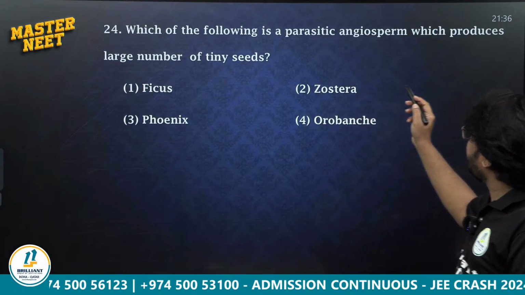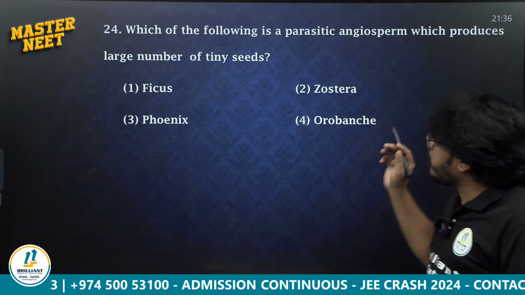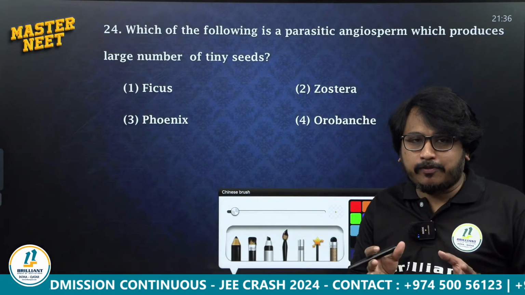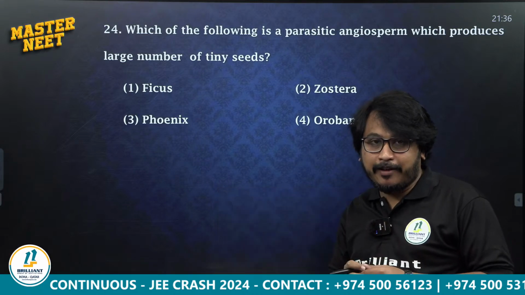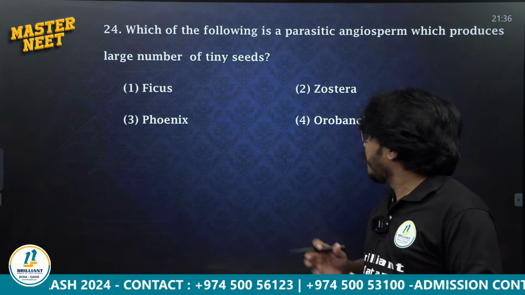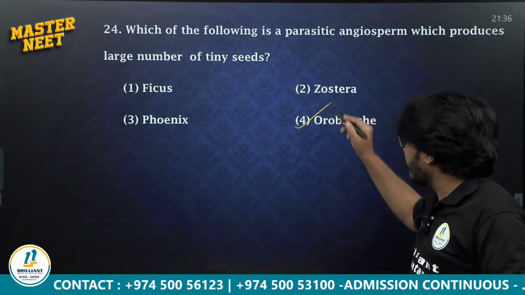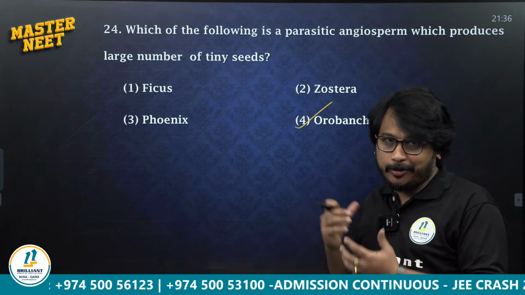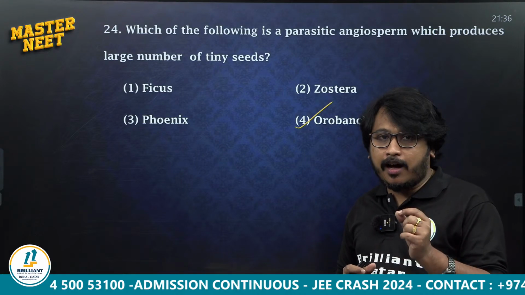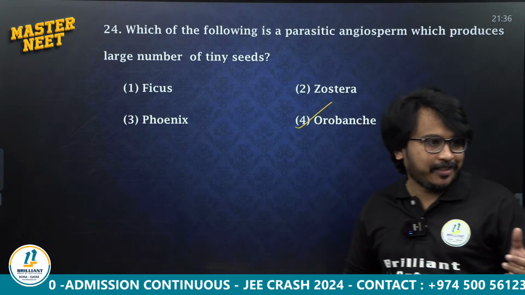Which of the following is a parasitic angiosperm which produces a large number of tiny seeds? So in the last part of the chapter, the plants with a lot of tiny seeds have been given. In that, orchids are there, Orobanche is there, Striga is there. So out of the given options, you have to select Orobanche and Striga. You should remember, these are two examples of parasitic plants which produce a large number of tiny seeds. Got it?